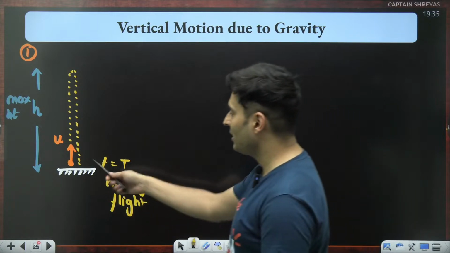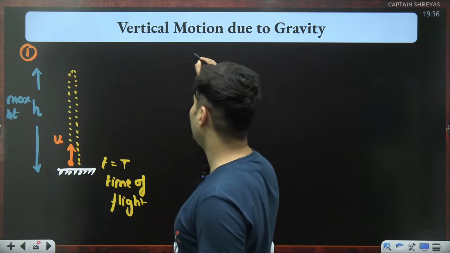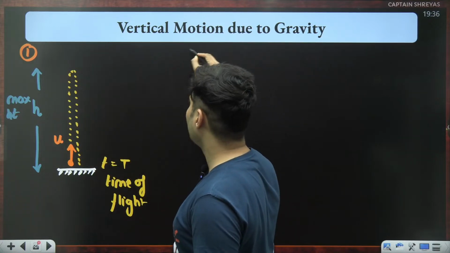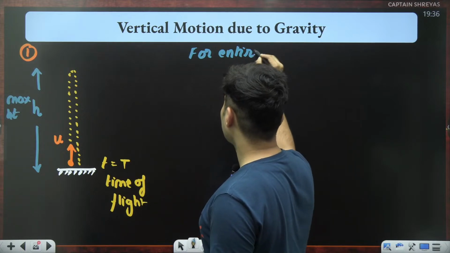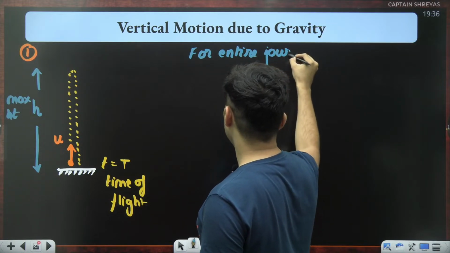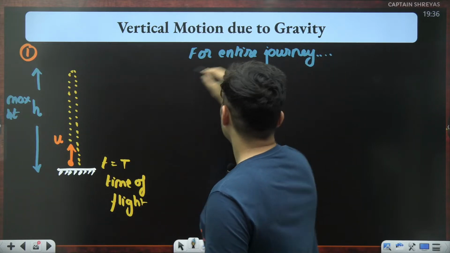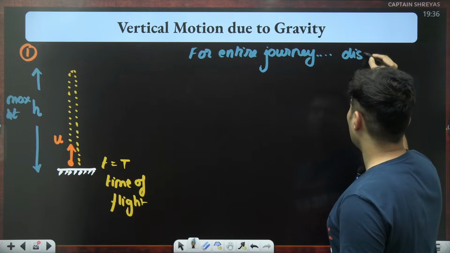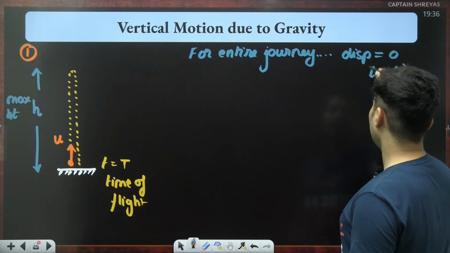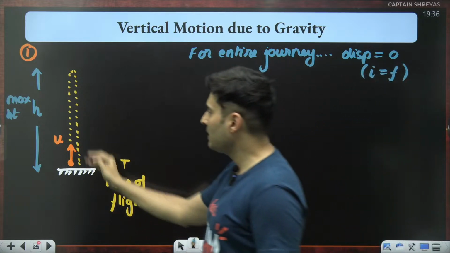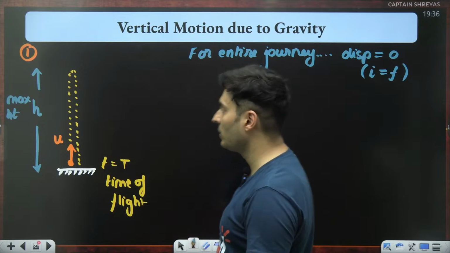Another way of doing the same thing is using the second kinematic equation, which is s = ut + half at square, for the entire journey. Observe one interesting fact. For one entire journey, the displacement is zero, because initial position is equal to the final position. I started here and I came back here, so the net displacement is zero. Perfect.